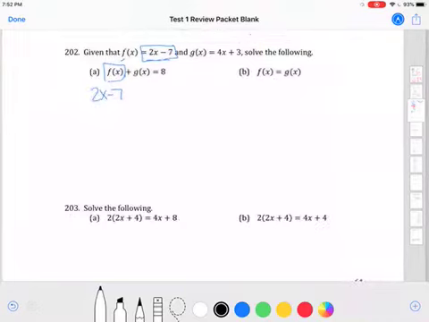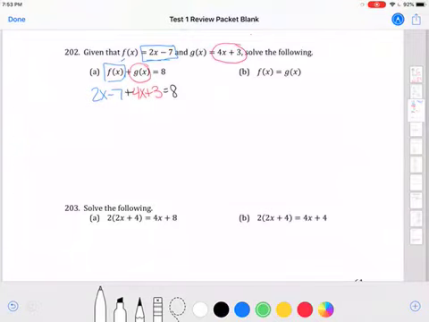After f of x in part A, I see a plus sign. So I bring down the plus sign. Then I have g of x. So I'm going to do the exact same thing that I just did with f of x, but instead of 2x minus 7, I'm going to plug in 4x plus 3. Okay, so see how now we have an equation to work with. I've plugged in what f of x was, I plugged in what g of x was, I brought down the plus sign and the equals 8, and now I'm ready to simplify this.